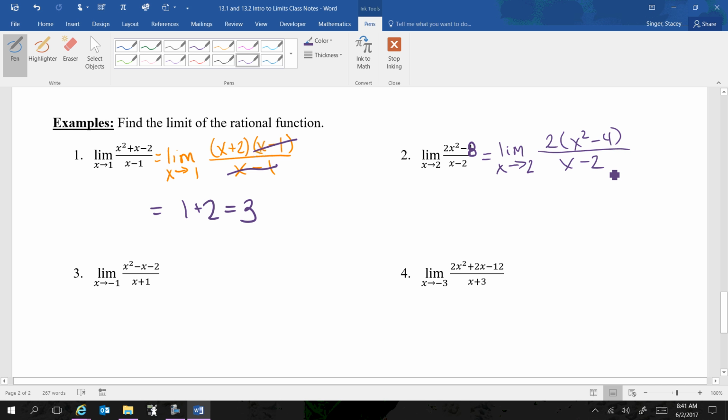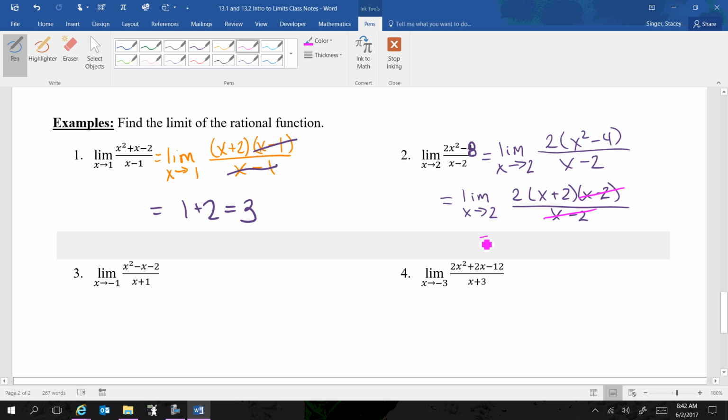What happens with x squared minus 4? Simplifies further into what? What is that x squared minus 4 called? Difference of perfect squares. So I'd have x plus 2, x minus 2, still divided by x minus 2. So what quantities cancel out? X minus 2. So now can I plug in and simplify? So what do I get?